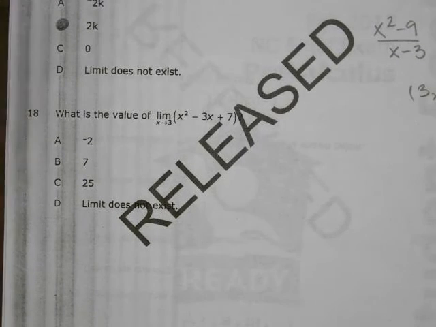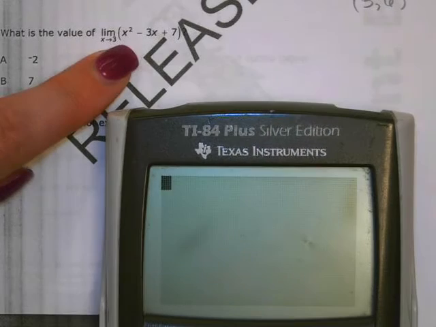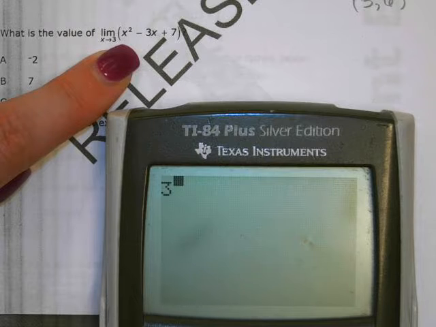All right, number 18 is a pretty straightforward limit problem. It just says if the x value is 3, what y-coordinate should we probably have? Anytime I can directly plug in that x value, I'm going to try that and see if it works.